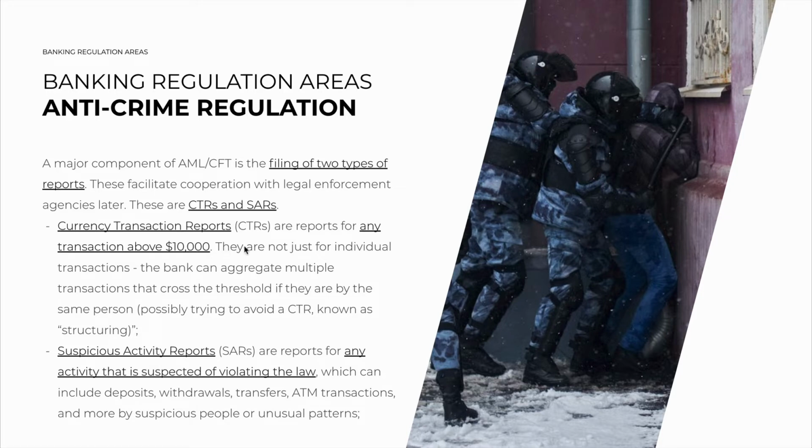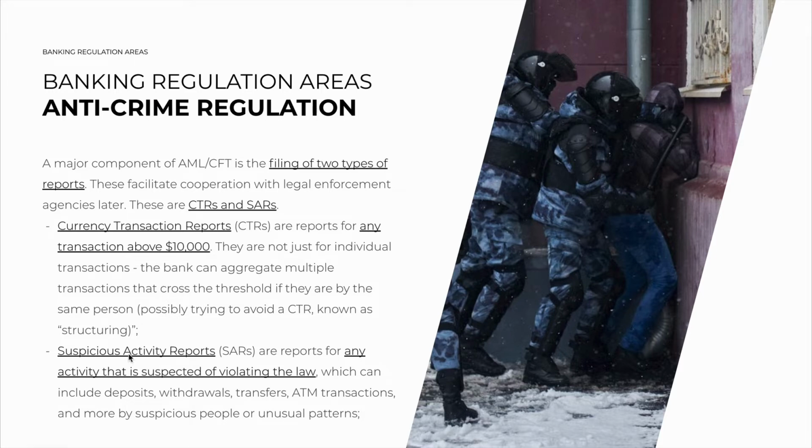It's important to note here that these are not just for individual transactions. If the bank thinks that it's justified, it can aggregate multiple transactions that cross this threshold if they are by the same person. For example, someone first transfers 3,000, then 4,000, then another 3,000 to make up those 10,000. And that's possibly to actually try to avoid a CTR. And it's a practice known as structuring. Instead of transacting it in one go, they split it to try and avoid the reports. So the bank can identify these and aggregate them.